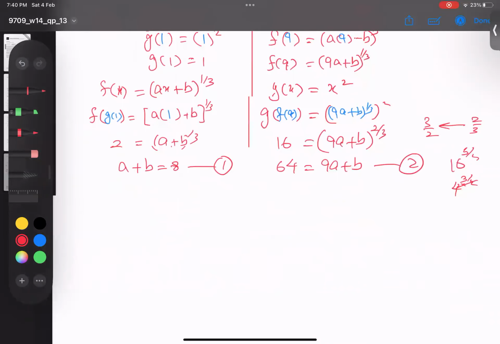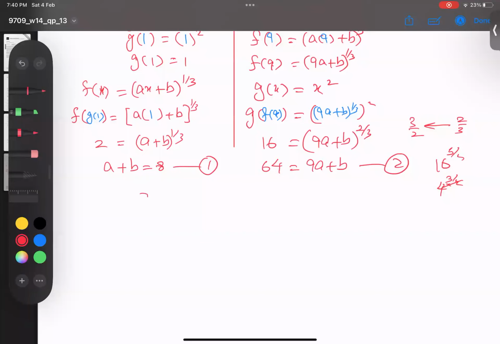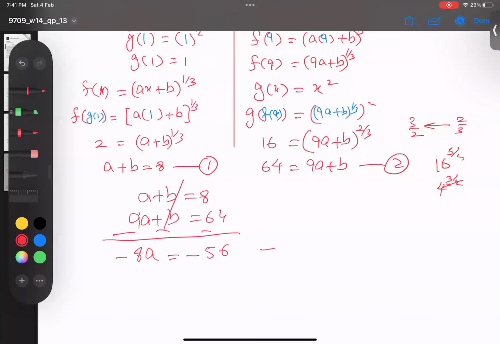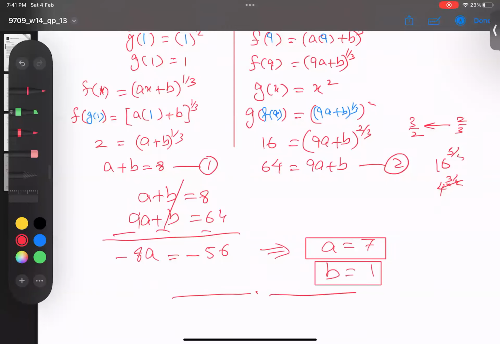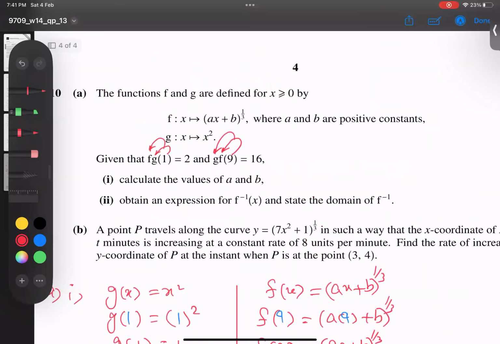And now solve them simultaneously. So if I solve them, 9a + b equals 64. Sign changes, this cancels out, negative 8a. And here 64 minus 8 gives 56. So A becomes 56 over 8, which is 7. So A we got. Now B: you plug this 7 in here, so we got B also, and B becomes 1. Alhamdulillahi Rabbil Alameen. The first part is done. So we have done A and B. It's a 4-mark question.